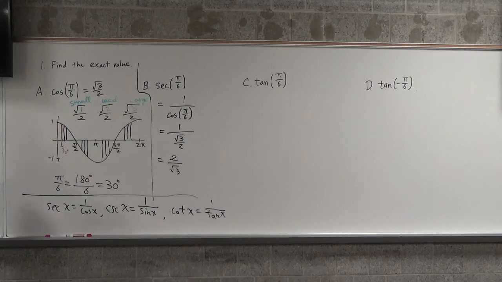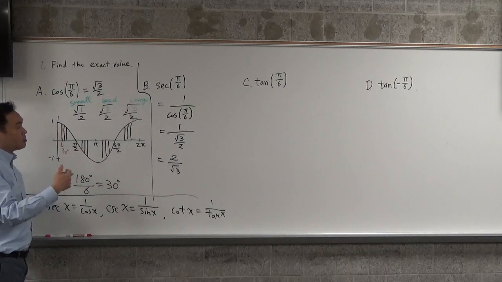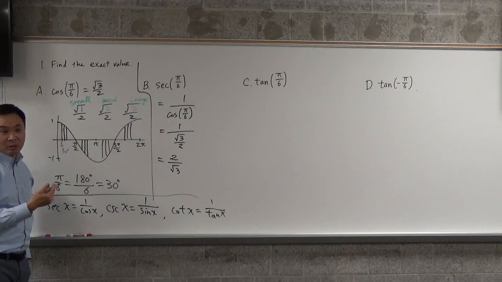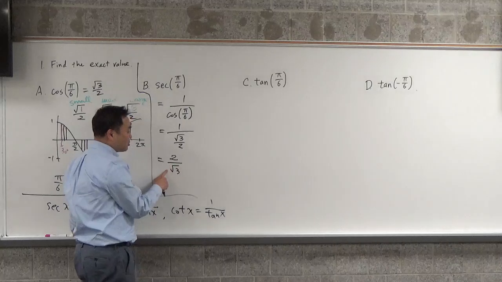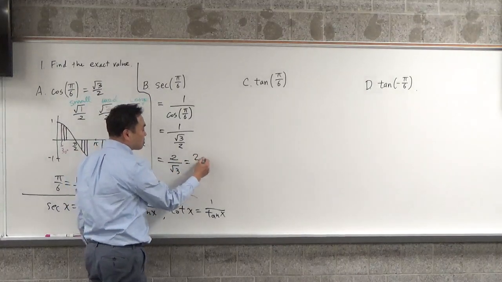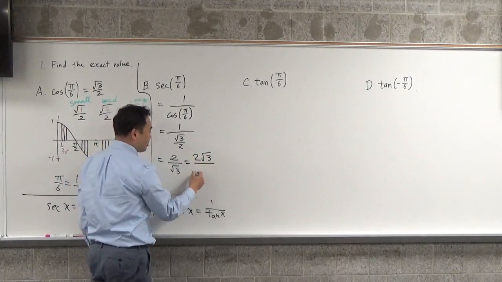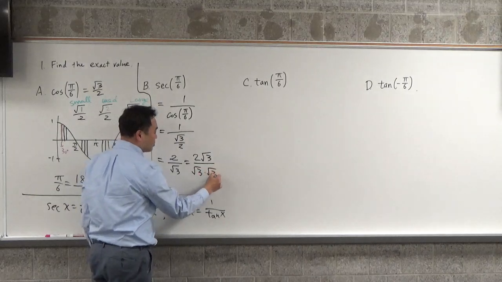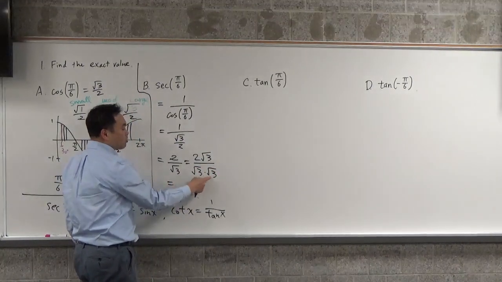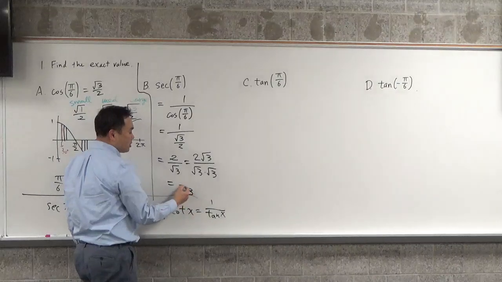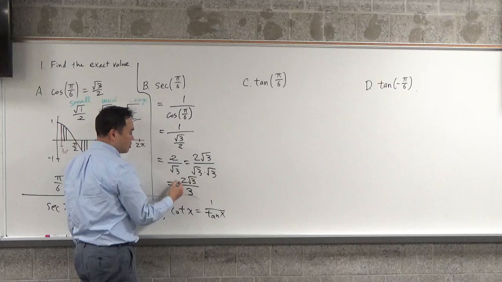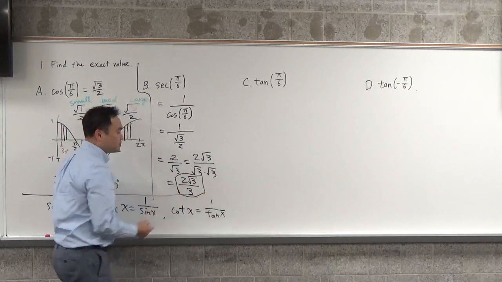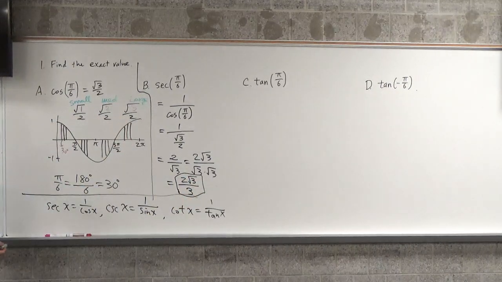However, I am also going to ask in the question to rationalize the denominator if it's necessary. So if you just stop here, you're not going to receive full credit. You still have to multiply by square root of 3 top and bottom. So that square root of 3 squared in the bottom will give you 3, and the numerator will be 2 times radical 3. So that's going to be your answer for this second one.